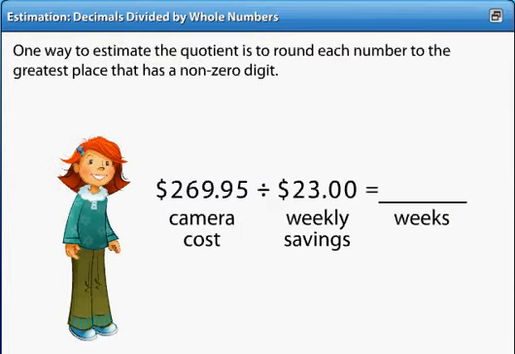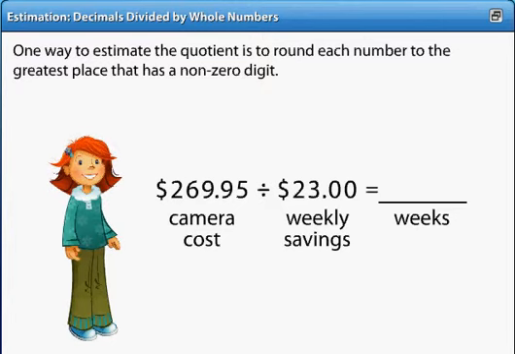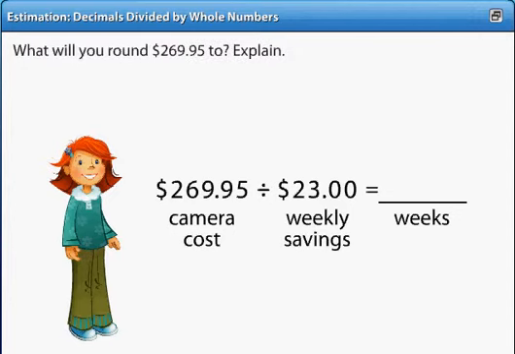One way to estimate the quotient is to round each number to the greatest place that has a non-zero digit. What will you round $269.95 to? Explain. Again, you have some choice here. Whatever they say doesn't necessarily mean that's right or wrong. It just needs to be close to $269.95, but it doesn't have to be exactly what they're going to do. The estimation is up to you, but of course, you've got to be careful.